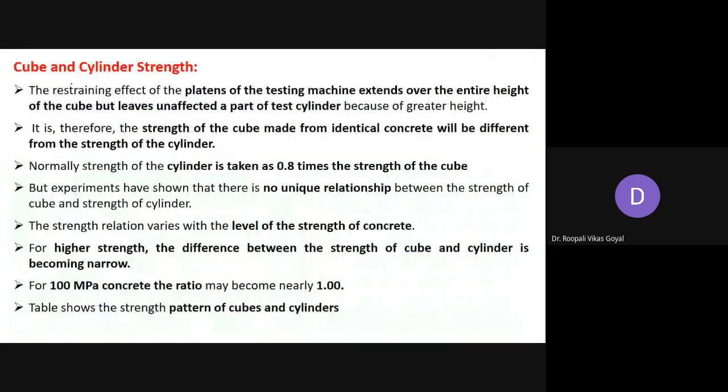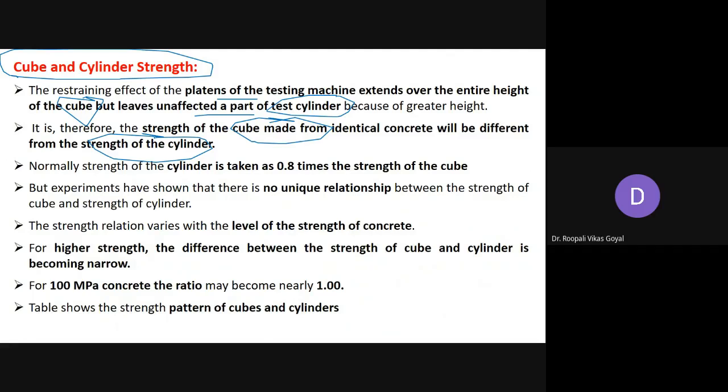So definitely this cube and cylinder strength would be different for the same concrete. The restraining effect of the platens of the testing machine extends over the entire height of the cube, but it leaves an unaffected part of the test cylinder because of its greater height, and therefore the strength of cube made from identical concrete will be different from the strength of cylinder. So you may not get the same strength of the same concrete for cube specimen as well as cylindrical specimen.